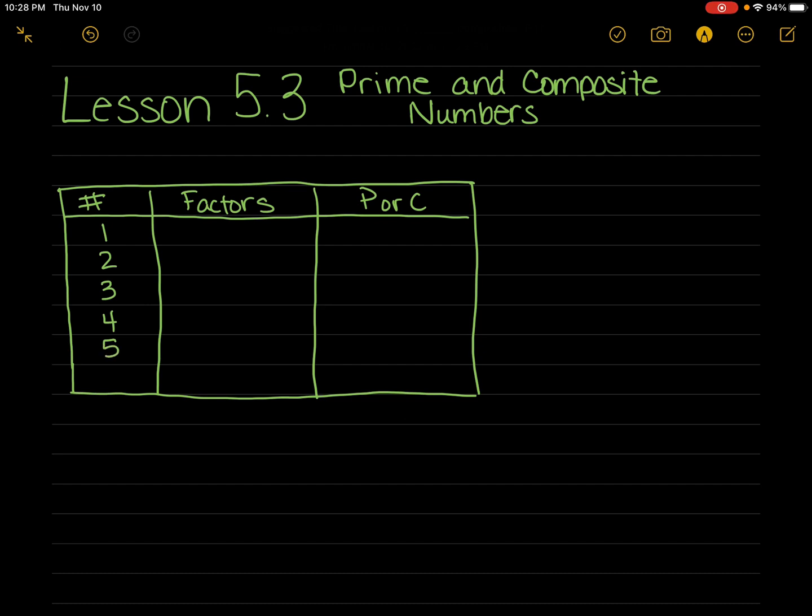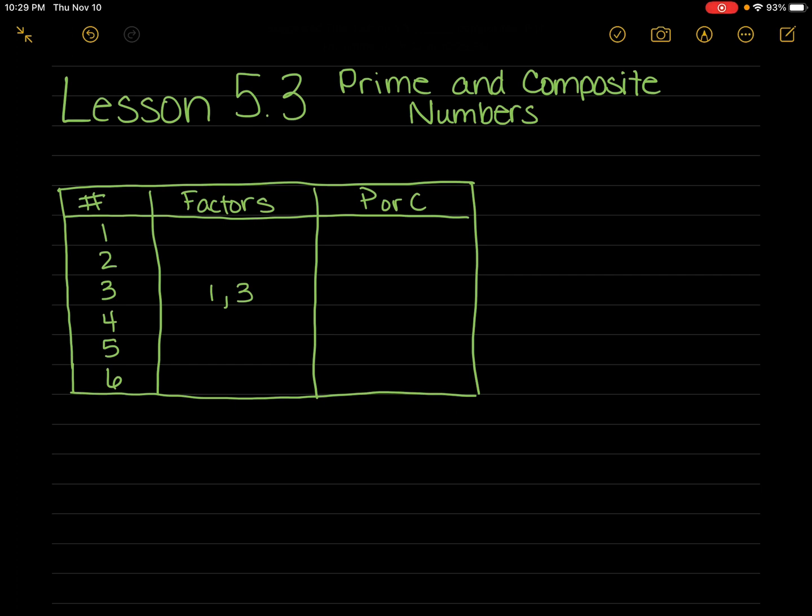4, 5, 6. Okay, so you learned what factors were in lesson 5.1, and you wrote out factors for different numbers. So let's start in the middle of the group. Let's start with 3. What are the factors of 3? Well, 1 times 3 is the only way you can make 3 with multiplication. So 1 and 3 are our factors.